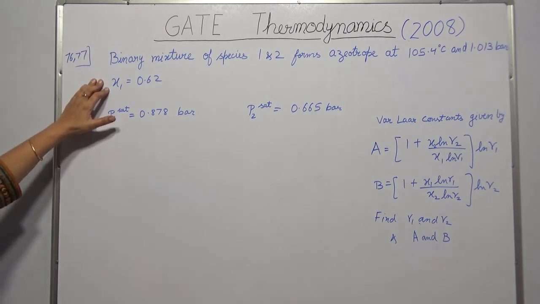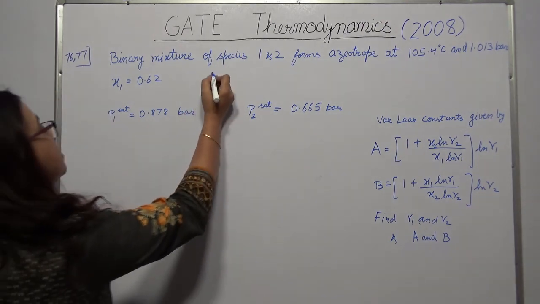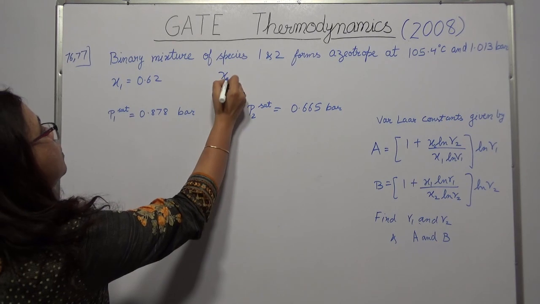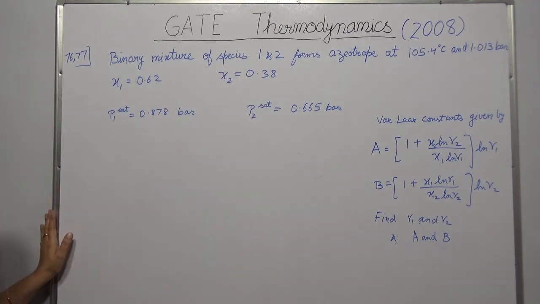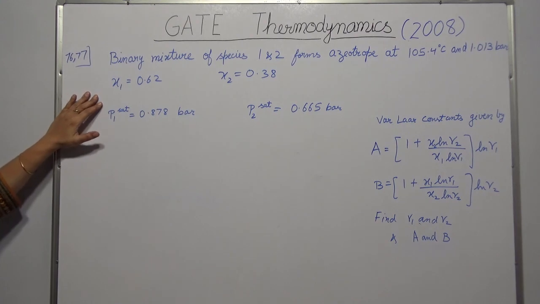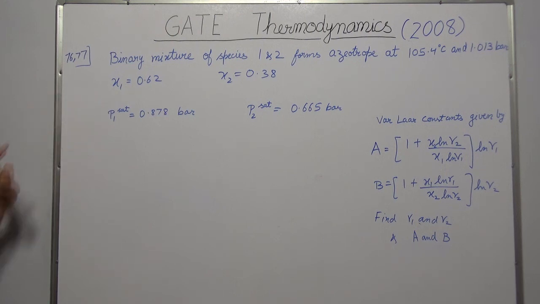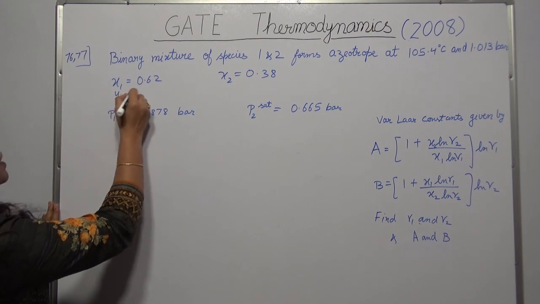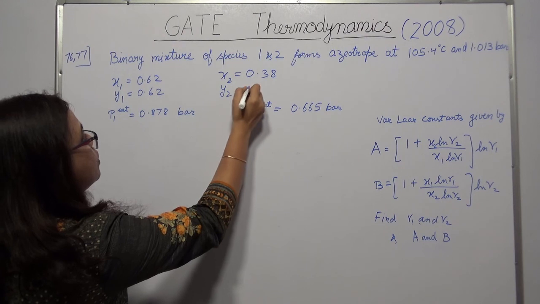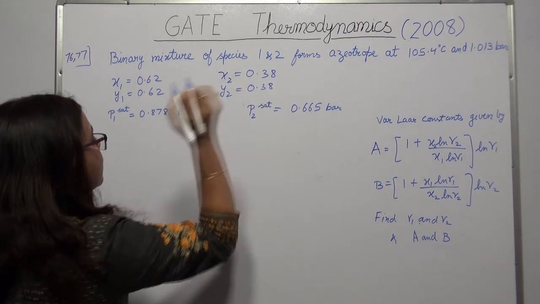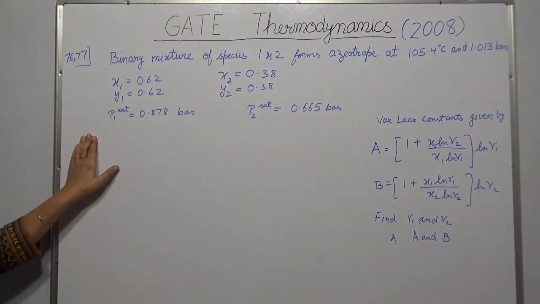If you have x1 equal to 0.62, then your x2 will be equal to 0.38, because this is a binary mixture. Since it is forming an azeotrope, that means it's a constant boiling mixture, so your vapor phase composition will be the same as your liquid phase composition. So my y1 will again be 0.62 and my y2 will be 0.38. Now it's a very straightforward problem.